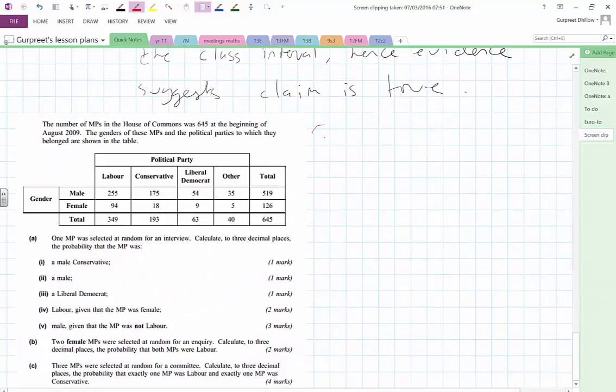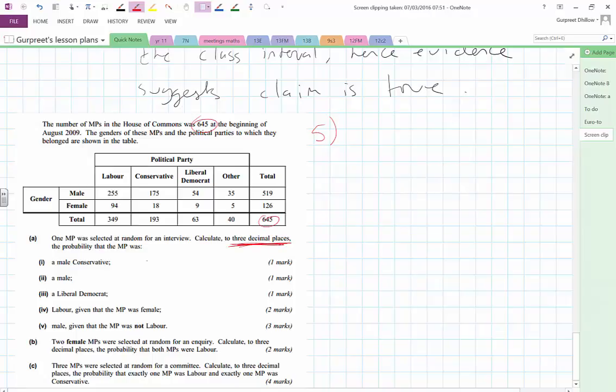Do this in red. So you're given a table of data about 645, and that's the total MPs, the gender, and the parties that they are in. So part A, one MP was selected at random for an interview. Calculate to 3 decimal places. So whenever you see an instruction, highlight it.